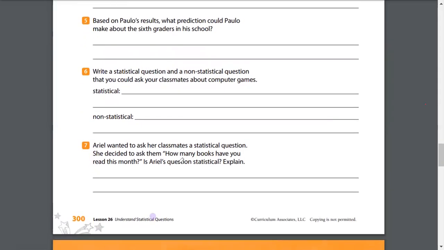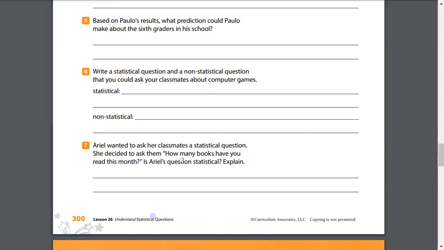Now, 6 and 7. Write a statistical question and a non-statistical question that you could ask your classmates about computer games. So 6, I expect you to fill that in with a statistical and a non-statistical question. Once again, what is a statistical question? A statistical question is a question that will have more than one response. Right. So you need to write a question that will have more than one response and a question that will have only one response.